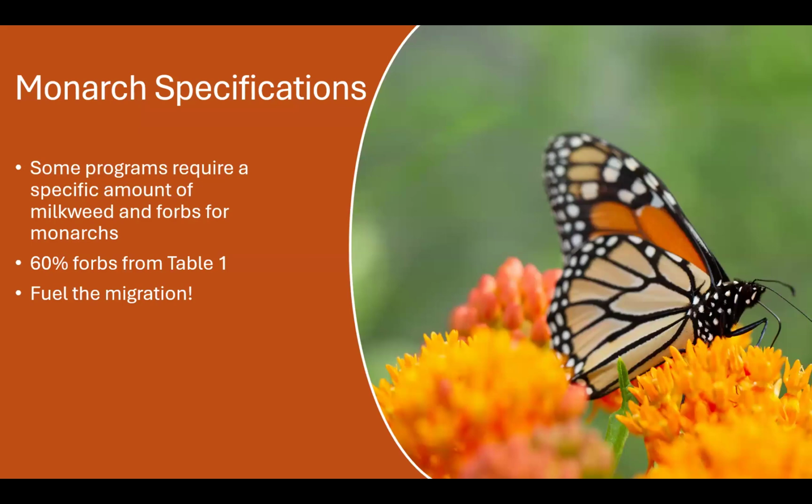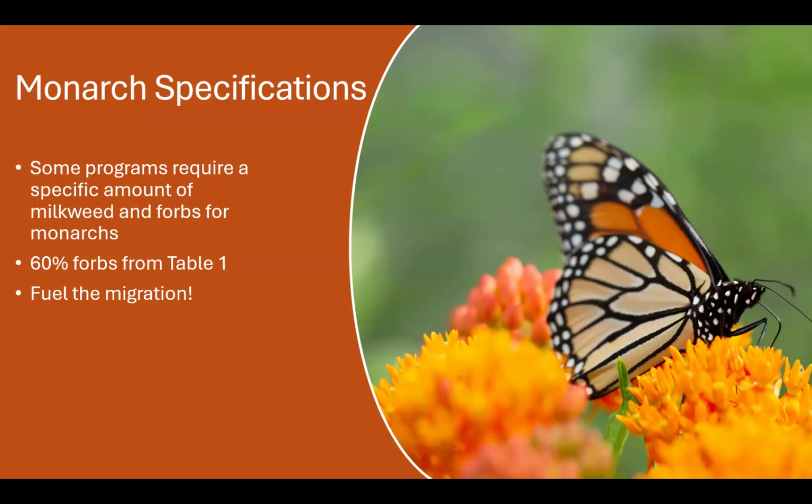Some of our monarch specifications in our programs require a specific amount of milkweed percentage for monarch practices. That's a minimum of 3%. You can always do more than that. And of course, obviously, the forbs are very important for monarchs.